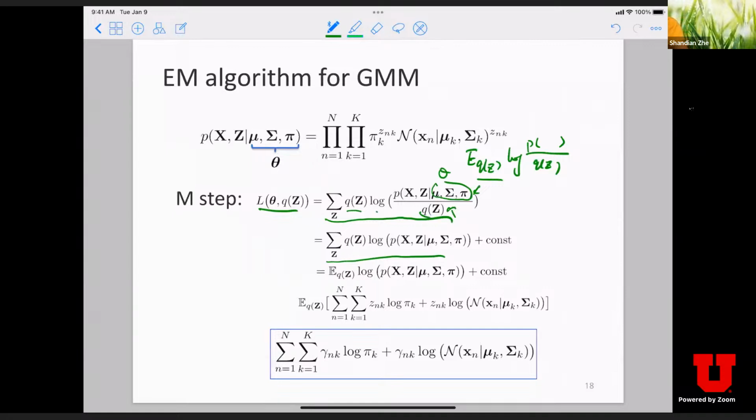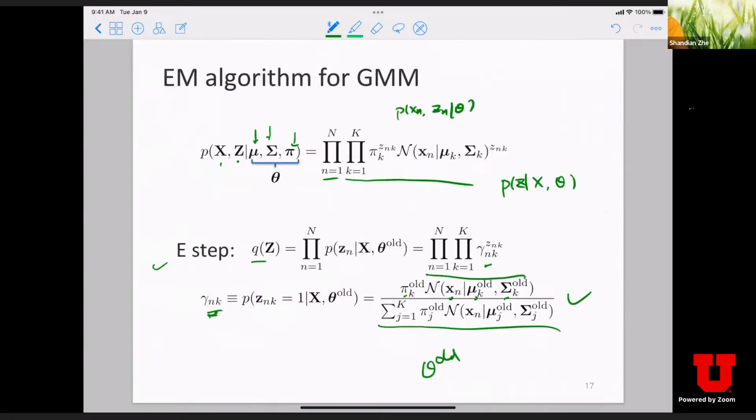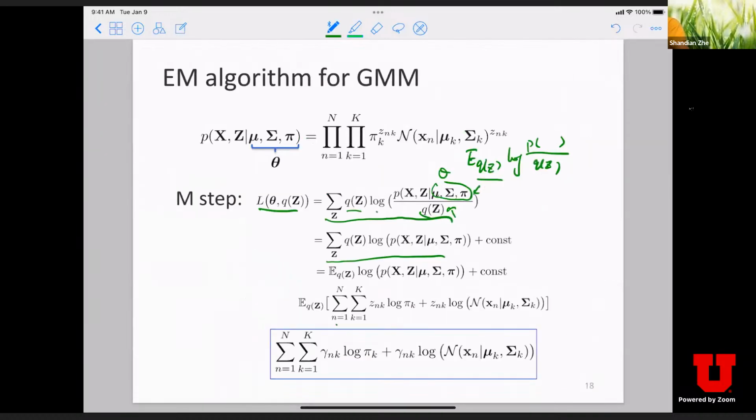Then, according to the form of the joint distribution, if you take a logarithm, it's just the sum over data points, the sum over possible clusters, and the indicators: Znk log pi k and Znk log the likelihood here. If you take the expectation, essentially you take the expectation over each cluster membership indicator. It's very simple. It is just the gamma indicator. And eventually you get your objective function in the M step.